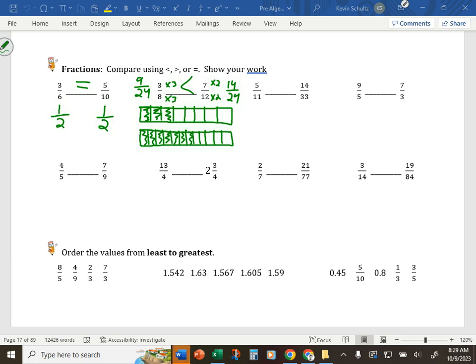Your homework for tomorrow is not going to be fractions. I feel like fractions could use a little bit of work yet. So just the integers and decimals for tomorrow. Okay, just integers and decimals for tomorrow.